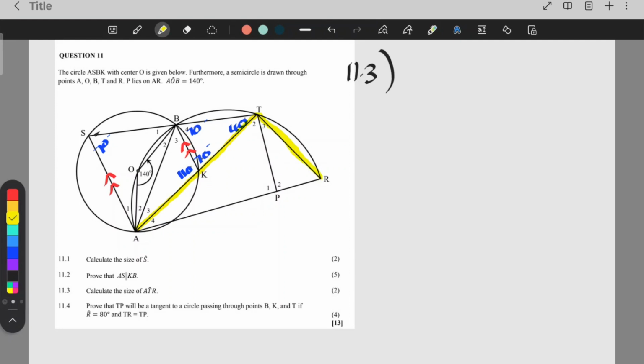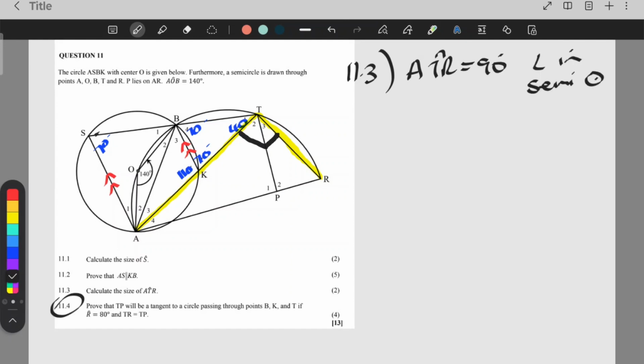That angle is in a semicircle. So do you see that? Remember the semicircle? If I move from the circumference to anywhere in the circle like that, that angle is 90. Angle in a semicircle. So that's the answer to that question. This whole angle is 90. So angle ATR is 90. Angle in a semicircle.